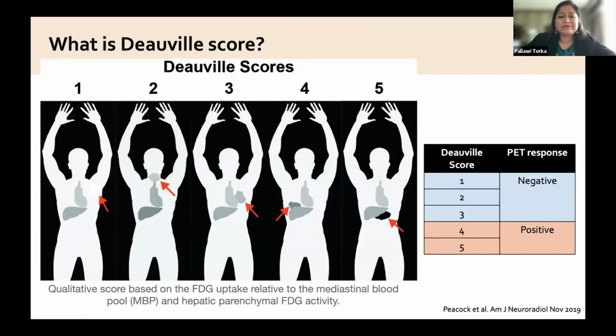Score of 1 is basically if there are any residual masses, but they are less than or equal to the mediastinal blood pool and less than the liver. Deauville score 2 is if it is more than the mediastinal blood pool, but less than the liver. Deauville score 3 is if it is equal to the liver. Deauville score 4 if it is greater than the liver, and Deauville score 5 is if it's a new area or much higher than the liver. In Hodgkin lymphoma, again, most of the new studies consider Deauville score of 1, 2, 3 as negative, but some of the older studies consider only Deauville score 1 and 2 as negative. And that's a slight nuance that should be kept in mind while interpreting any data on Hodgkin lymphoma.